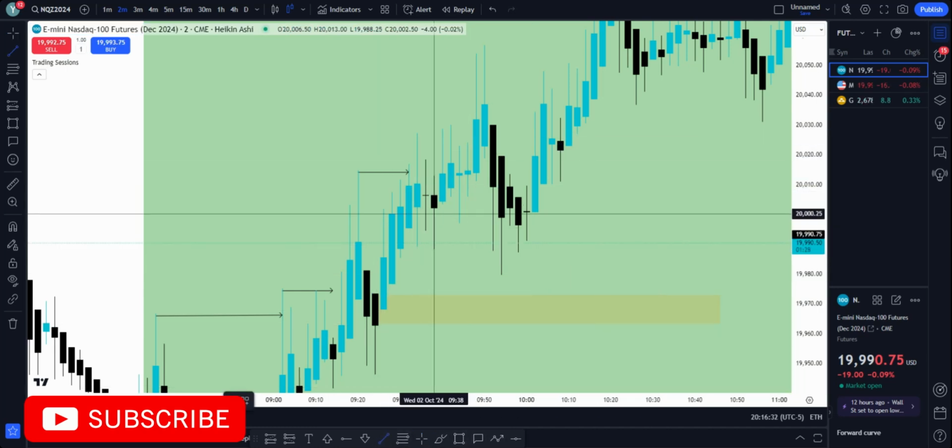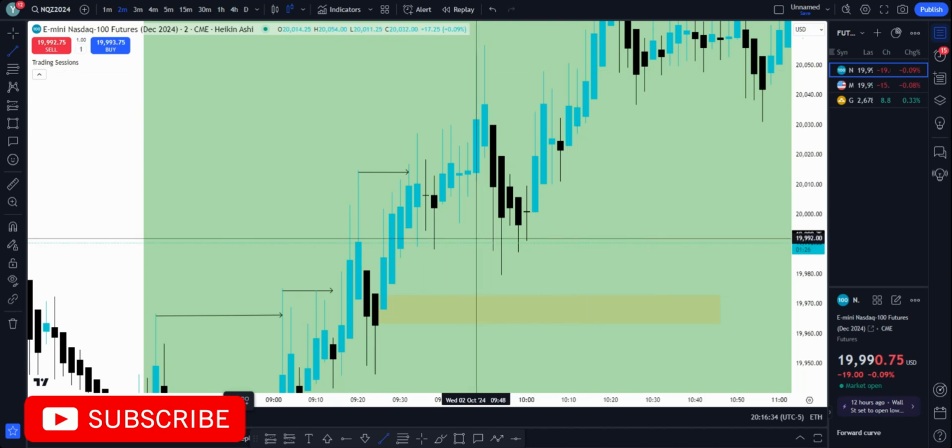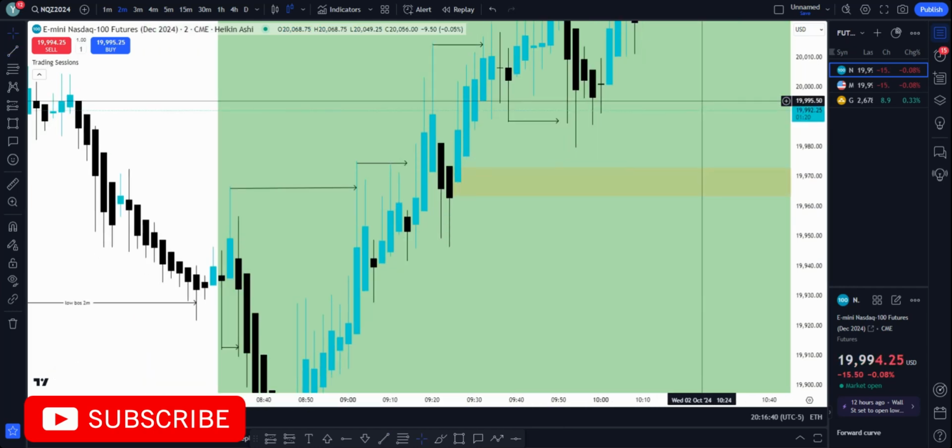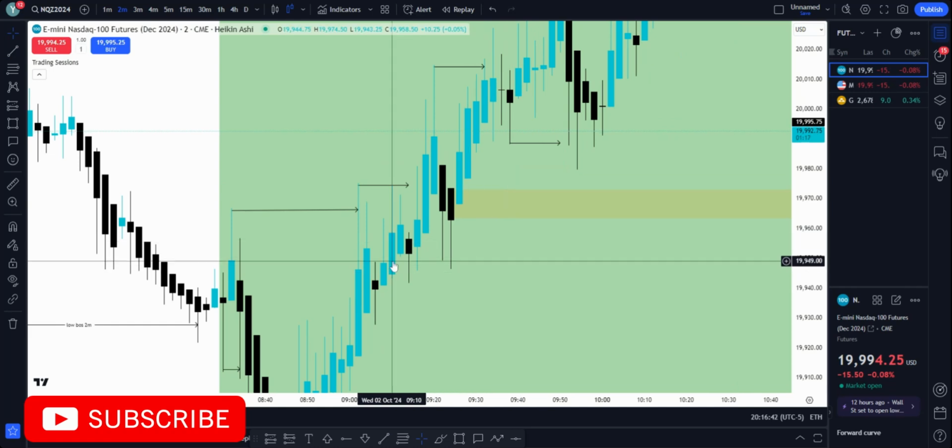Then we had this order block over here. The market, as you can see, took it out and then pushed back up. So this would have been a bad trade. You would have lost this trade. It happens. You can't win every single one of them. But as you can see, if you've taken these 2 trades, you would have made some money.